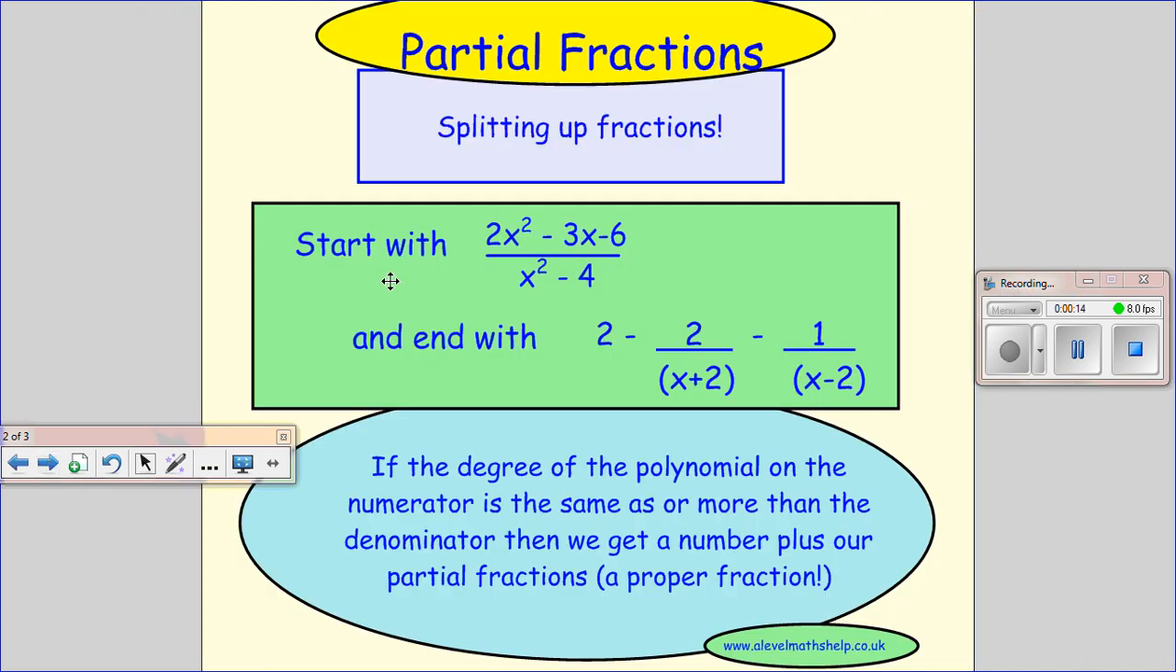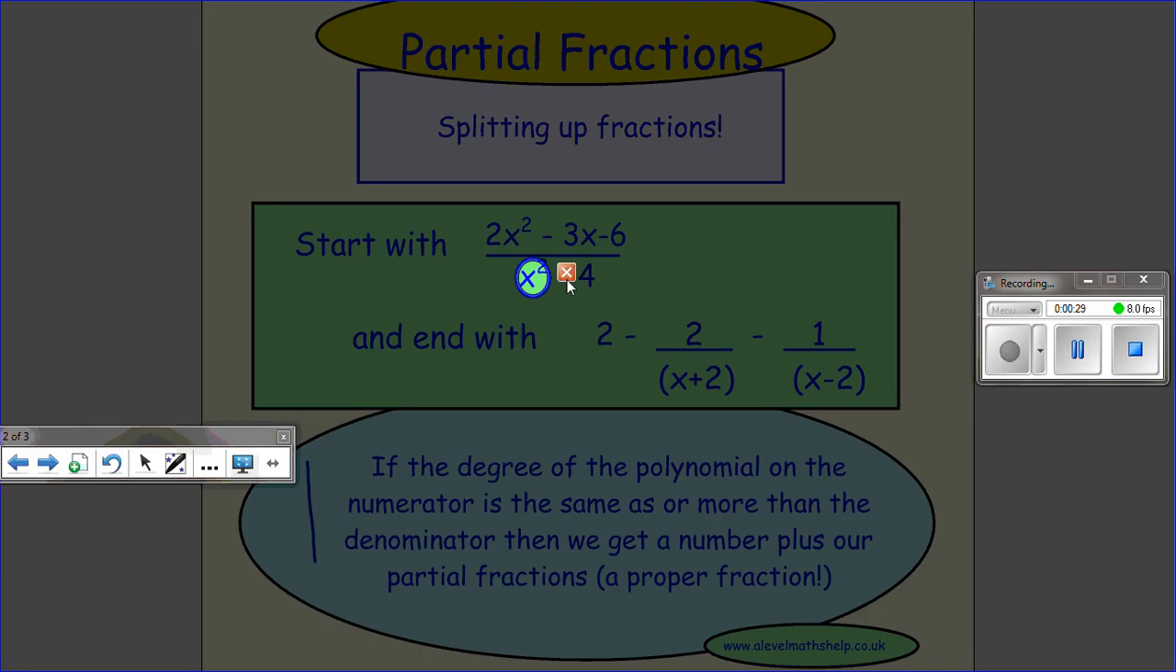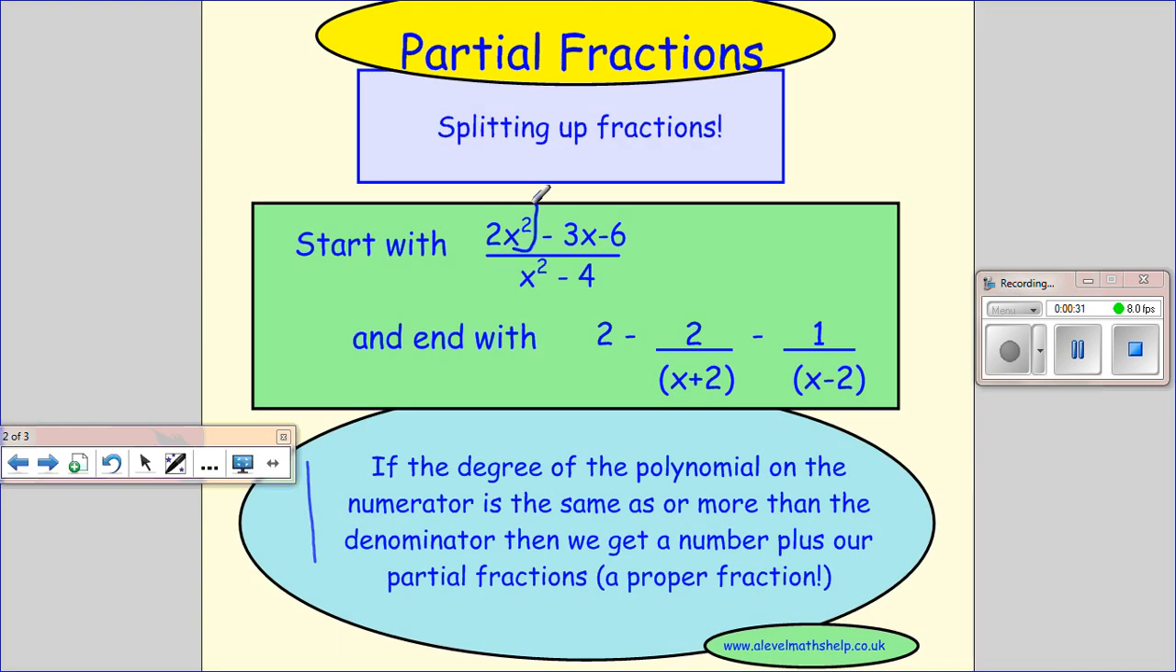Okay, so we're talking about an improper fraction. When we talk about an improper fraction, we're saying that the degree of the polynomial on the numerator is the same or more than the denominator. So what we're talking about is basically whatever power of x is on the bottom and top. If they're the same, we get an improper fraction, or if it's higher on the top than the bottom, we get an improper fraction.